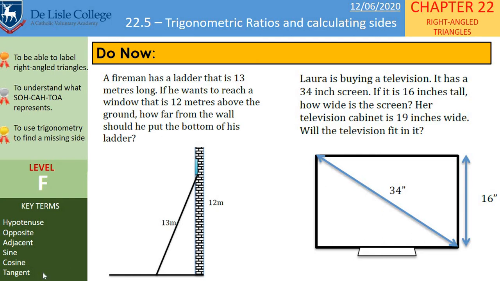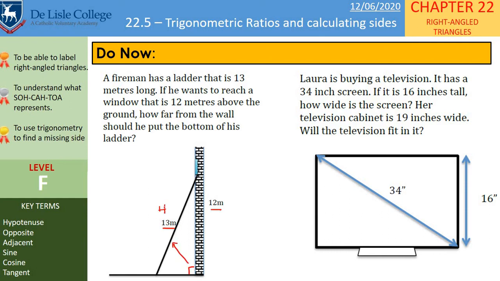Right, good. So the first one says a fireman has a ladder that is 13 metres long. So we can see that here, 13 metres long. And he wants to reach a window that is 12 metres above the ground, so it's 12 metres high. How far from the wall should he put the bottom of his ladder? So we're looking for this distance here. We know that's our right angle, so we know that's our hypotenuse.